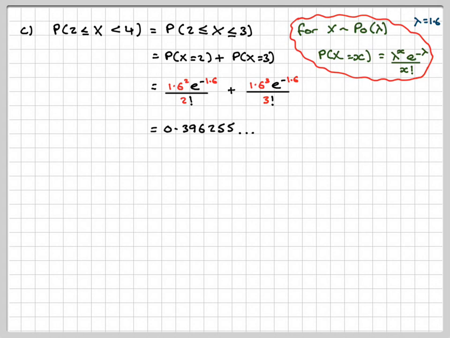You do that all in one go and calculate it, and we get 0.396255. Rounding off to three significant figures, we get 0.396. Okay, this has been a video to show you how to use the formula for a Poisson distribution in order to calculate some probabilities. I hope you've understood, and I thank you very much for watching.